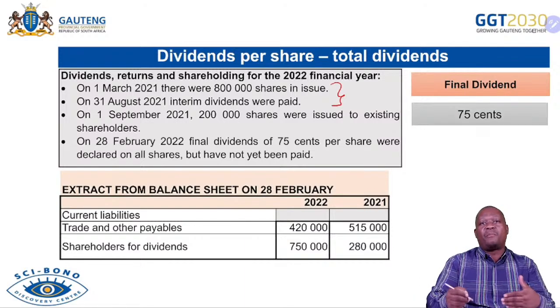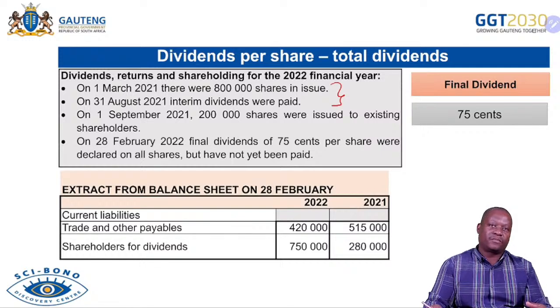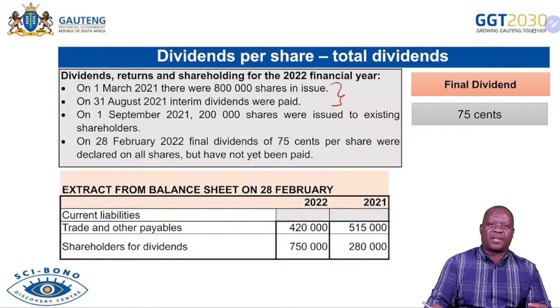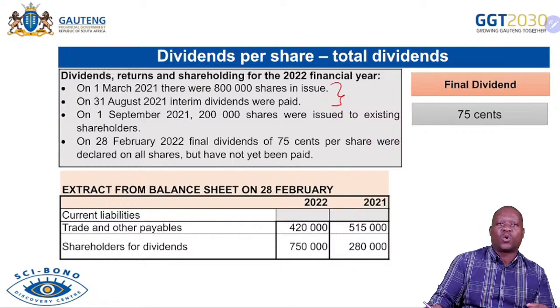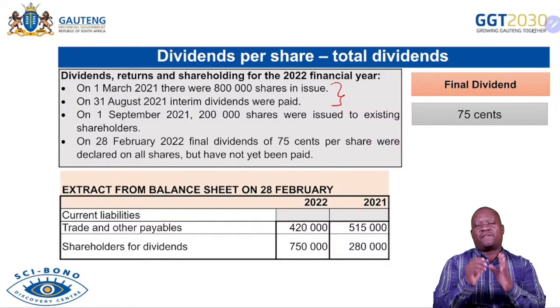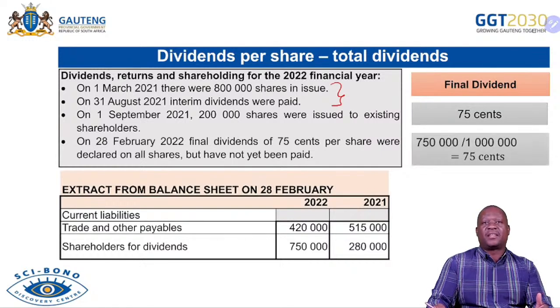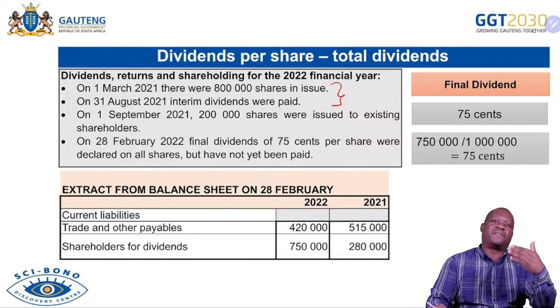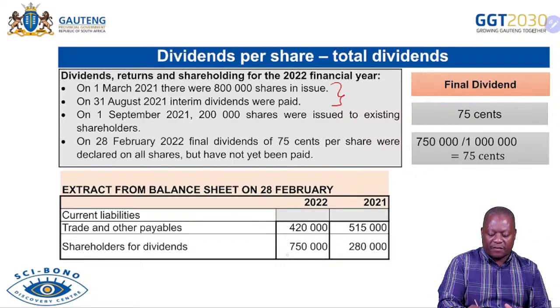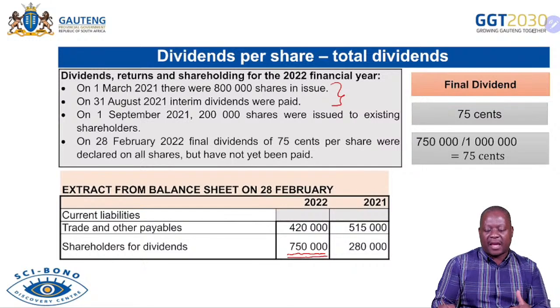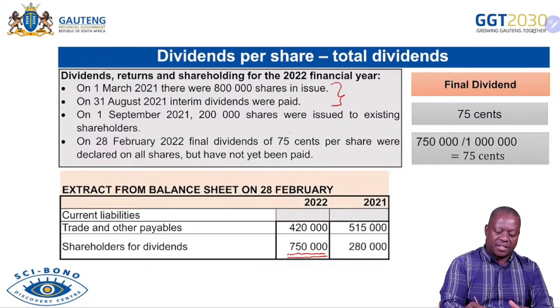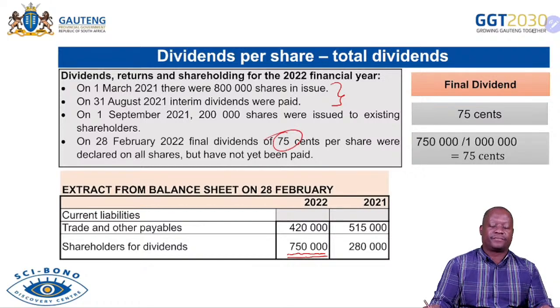So we need to know how many shares are in issue now. Remember the 800,000 that we had when we started the year, plus the 200,000 that was issued on 1 September. So we now have 1 million shares in issue. So to find the dividends, it's simply 750,000, which is the final dividend, highlighted here. And then we divide by 1 million shares, so it's 75 cents per share. And please take this information we already have.